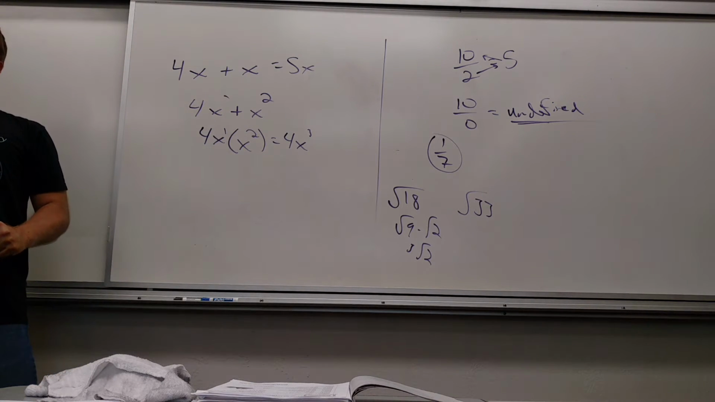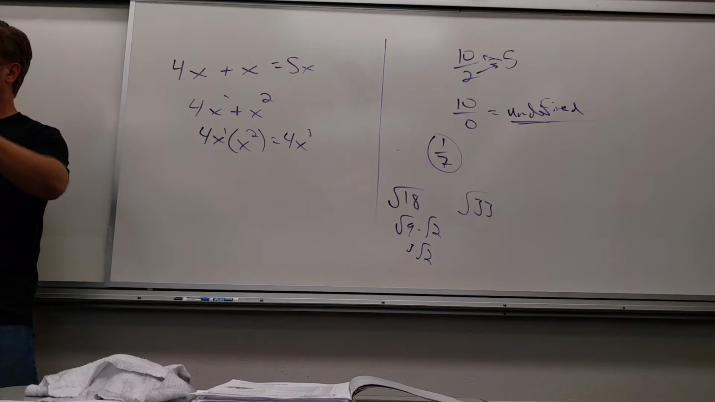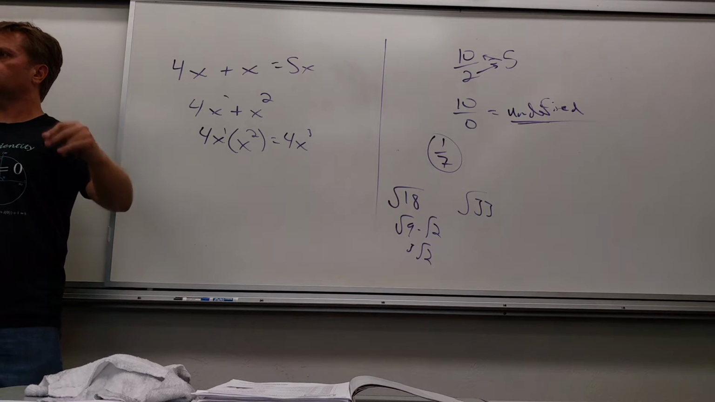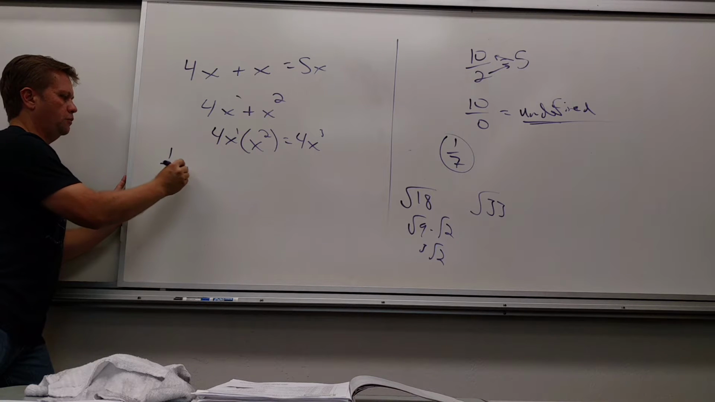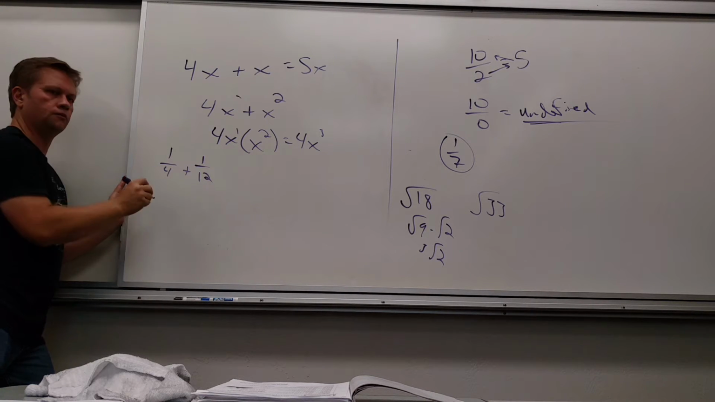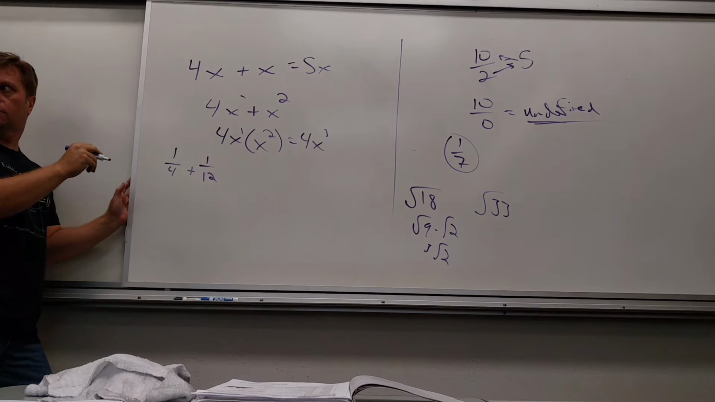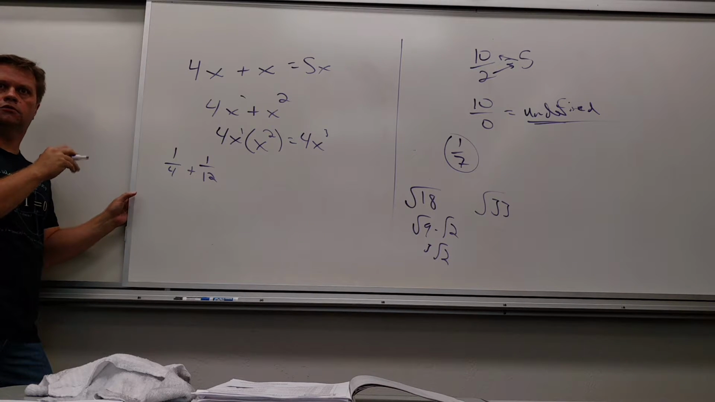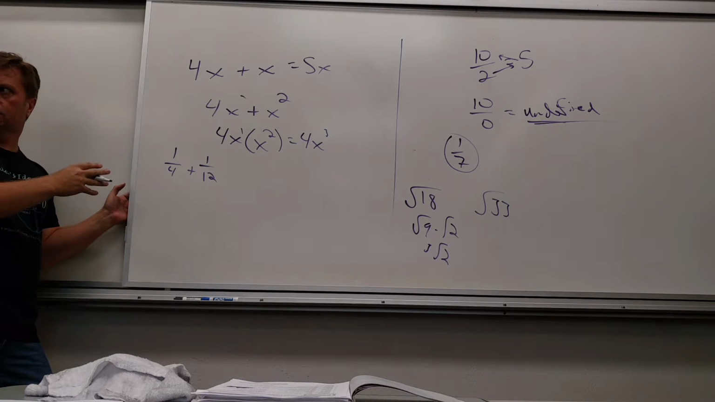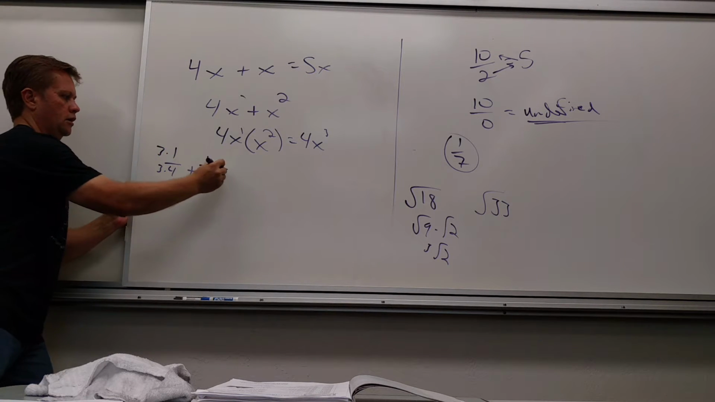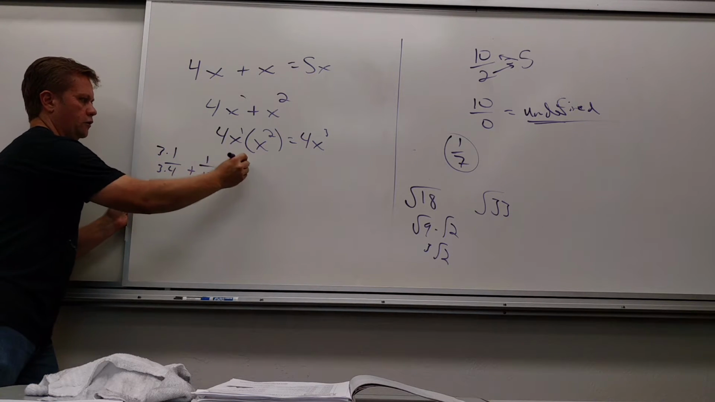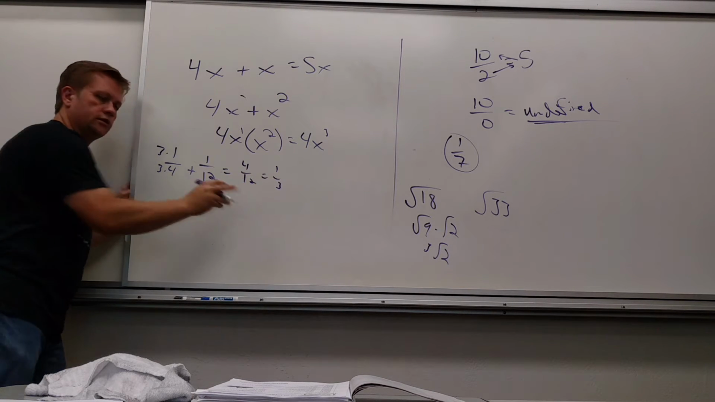So multiplication and division are not as restrictive as addition and subtraction. So when I'm adding or subtracting fractions, if I wanted to do 1/4 plus 1/12, can I add them the way they are? No, because they're not like terms. So then I would multiply this one by 3. I get 3 plus 1 is 4 over 12, and then I can reduce it. All right, is that cool?